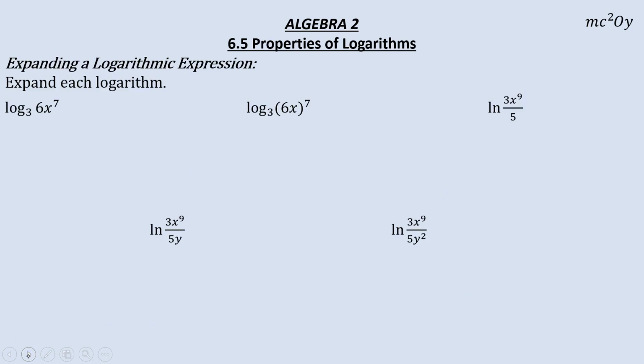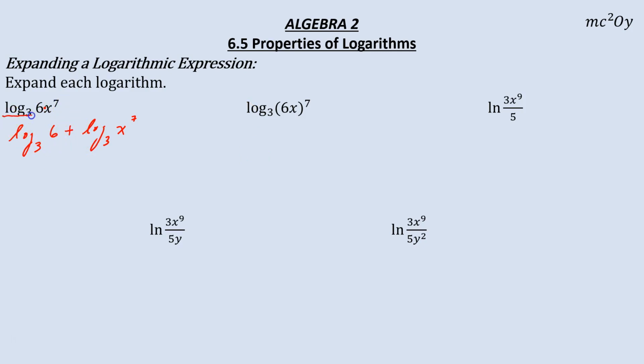Okay, let's practice expanding logs, just applying our properties. All right, so I look at this first one, log base 3 of 6x to the 7th. I look at it as having log base 3 of 6 times x to the 7th. Whenever I see multiply, when you're dealing with logs, you have to think addition. So it's log base 3 of 6 plus log base 3 of x to the 7th. Okay, so I've expanded that. I broke apart the multiplication through adding.